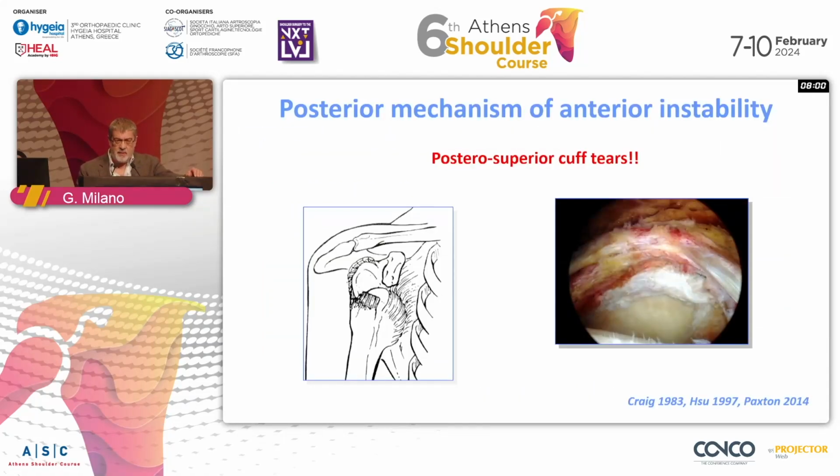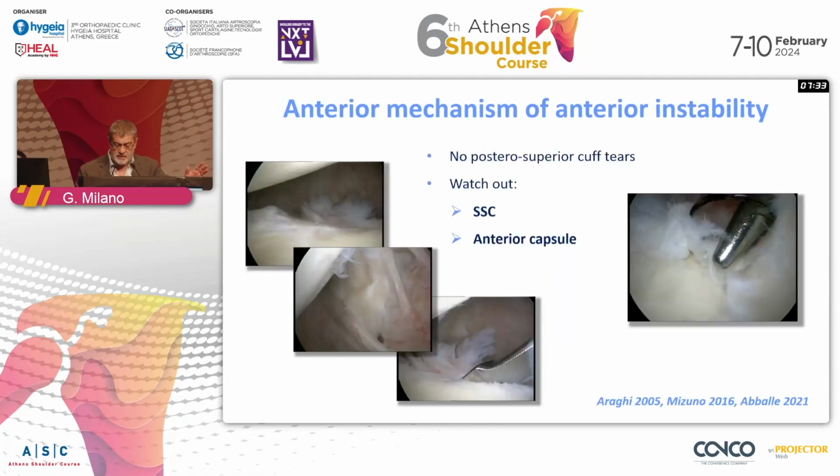This is probably because the pathomechanics of instability in this specific age group is different from the younger population, because there is a so-called posterior mechanism of anterior instability due to a tear of the posterior superior rotator cuff, which lets the humeral head translate anteriorly without any violation of the anterior capsule. There is a small subgroup of patients that have an injury anteriorly on the subscapularis tendon and anterior capsule, of course. So you have to watch out for this kind of pathologic finding when the rotator cuff seems to be intact.